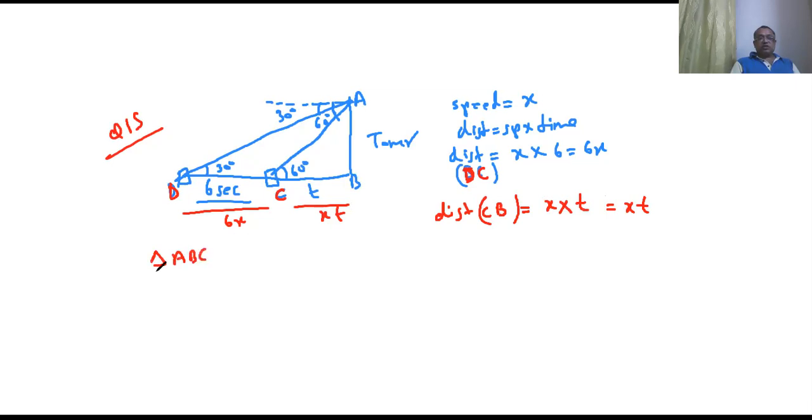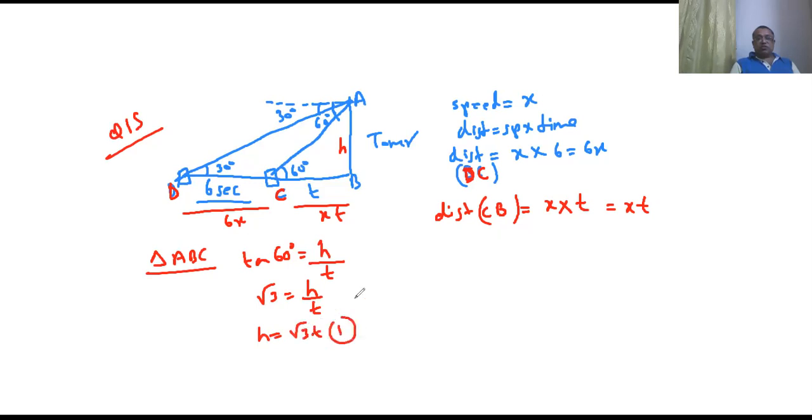Now we go with the triangles. The first triangle is ABC. So we get tan 60 is equal to, the height of the tower is unknown. Let us assume it is h. Let the height of the tower be h. So tan 60 is h upon t, perpendicular upon base. Tan 60 value we are putting as √3. Cross multiply, we get the first equation that h is equal to √3t. The value of h we are getting is √3t.